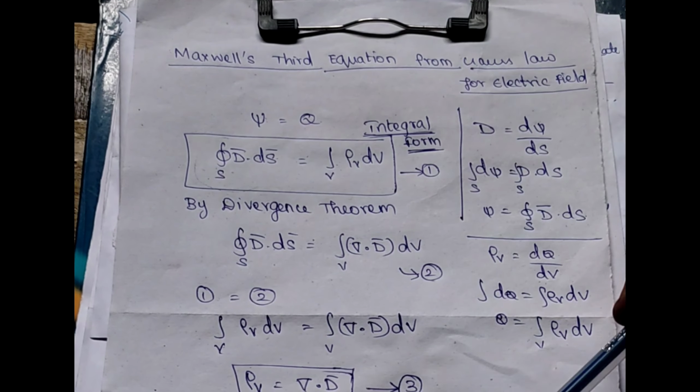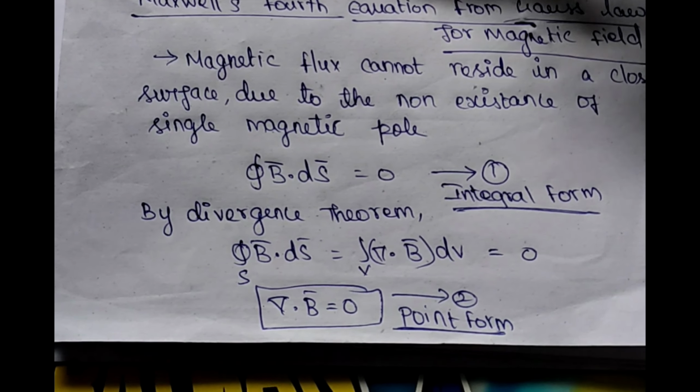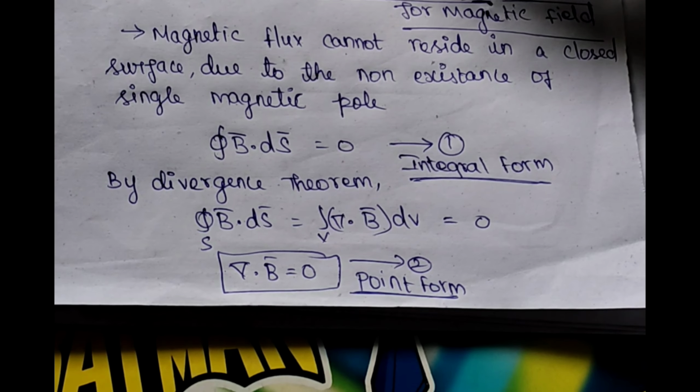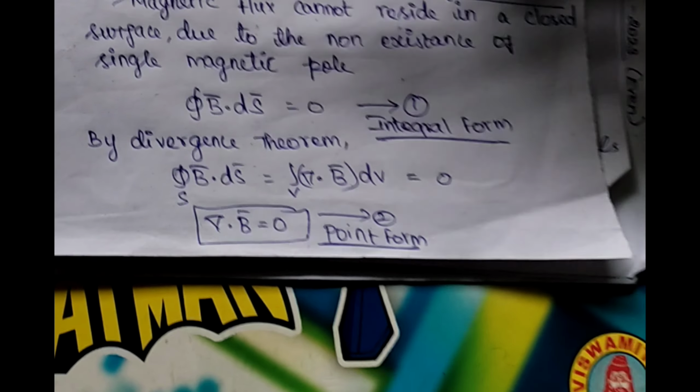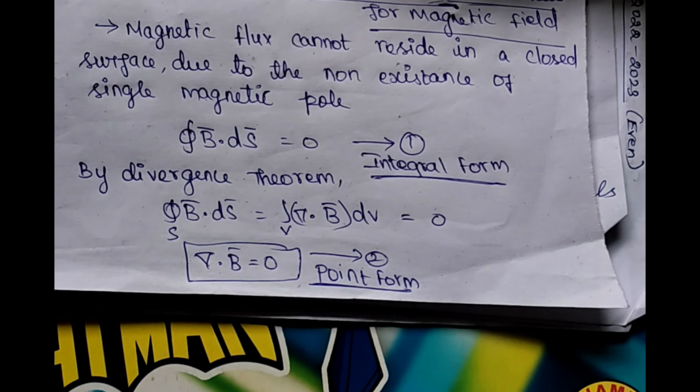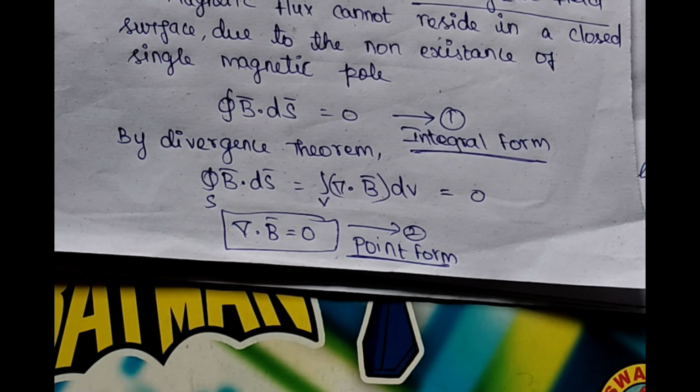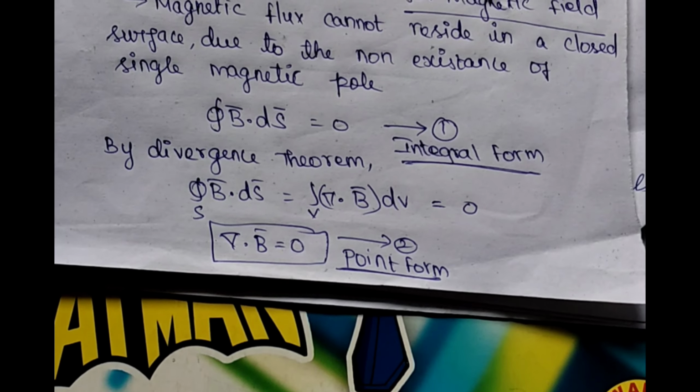So this is point form. Why am I saying this is point form or differential form? The value of del is nothing but dou by dou t. Dou is nothing but differentiation. So this is point form of Maxwell's third equation, and this one is integral form of Maxwell's third equation.